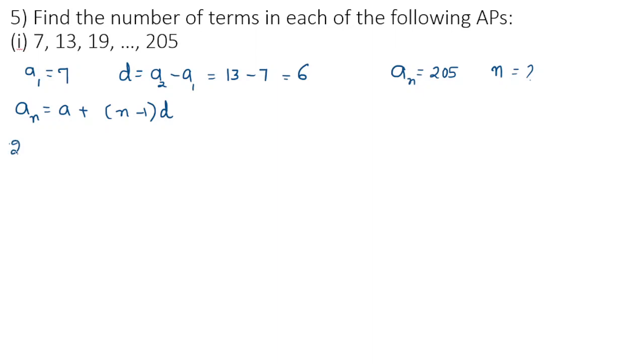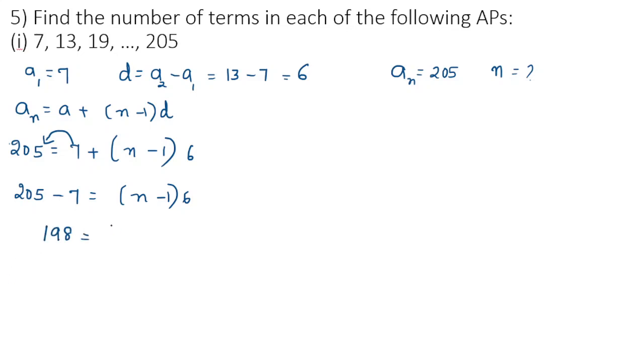AN is 205, equal to A, which is 7, plus N minus 1, and D value is 6 here, isn't it? Now we need to transfer this 7 to the other side, so it becomes minus 7. So 205 minus 7 is equal to N minus 1 into 6. 205 minus 7 is how much? Subtract 5 from 205 to get 200, and again minus 2, it is 198, equal to N minus 1 into 6.